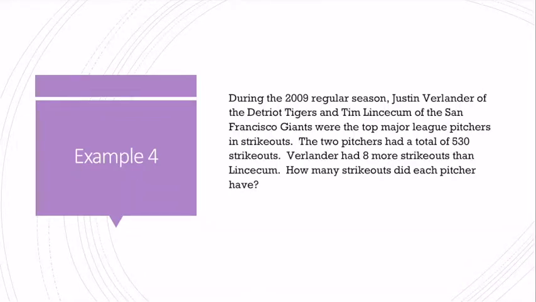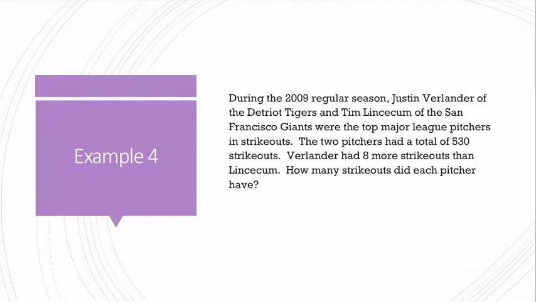The next problem is that during the 2009 regular season, Justin Verlander of the Detroit Tigers and Tim Lincecum of the San Francisco Giants were the top major league pitchers, and the two pitchers had a total of 530 strikeouts. Verlander had 8 more strikeouts than Lincecum. How many strikeouts did each pitcher have?